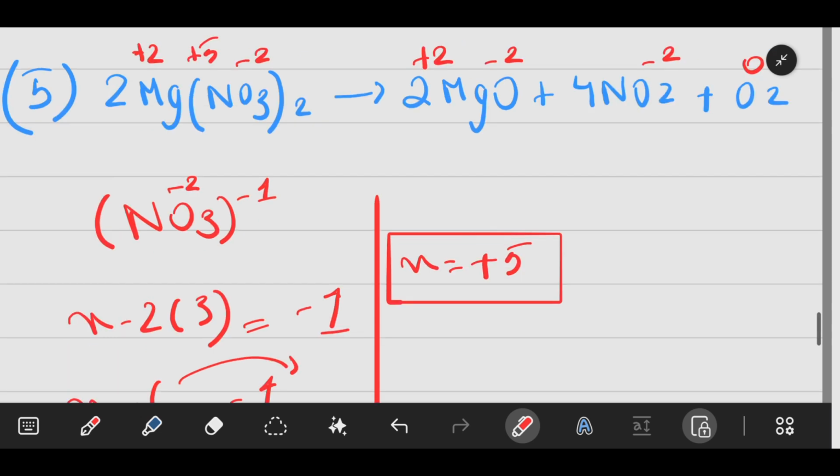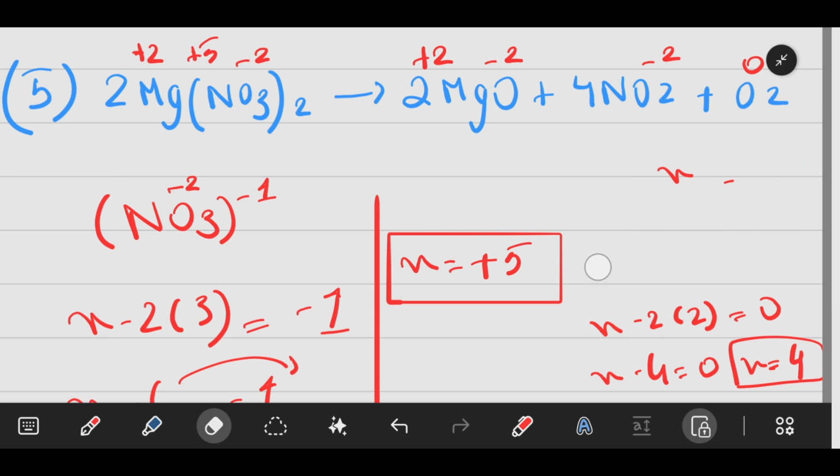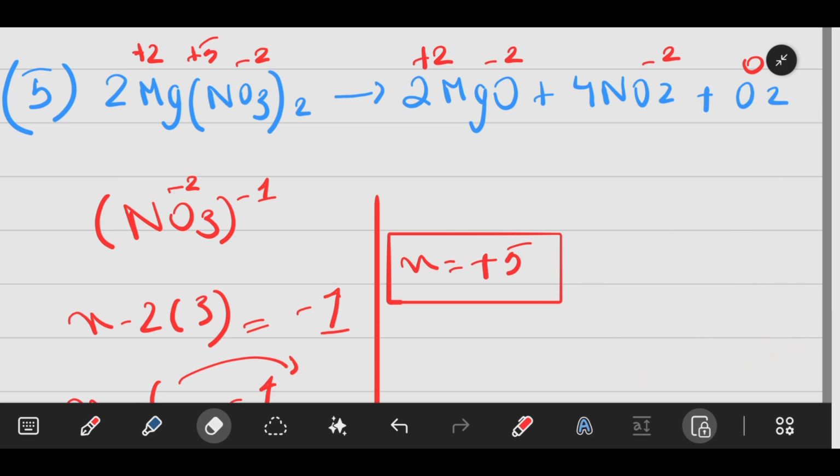And one more thing, I forgot to take out the charge of this particular nitrogen. Let's go ahead and do that. So we have NO2, so it's a minus 2, and it's an X, overall is 0. X minus 2 times 2 is equal to 0. X minus 4 is equal to 0, so X is going to be a plus 4. This was pretty easy. Let's just remove all this and write down a plus 4.